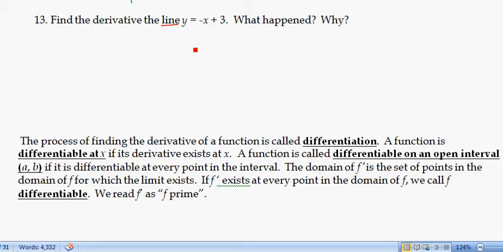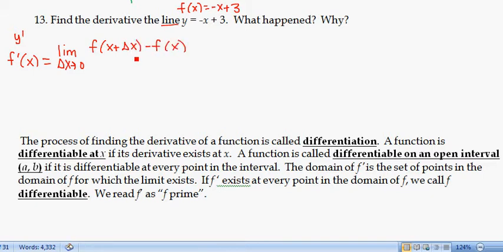Now what I'd like you to do is let's think of this as f of x equals negative x plus 3. I'm going to write the definition one more time here. So f prime of x, or y prime, is the limit as delta x goes to 0 of f of x plus delta x minus f of x all over delta x. What I'd like you to do now is pause the video, work out what this is, and confirm that what you got is what I did.